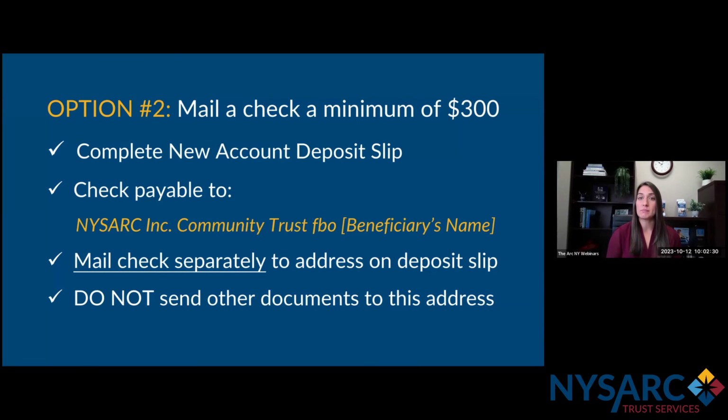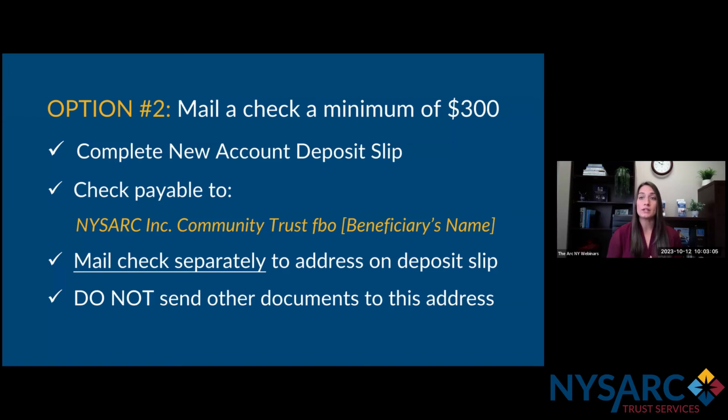If you'd like to fund the trust by check, we need to get a check for a minimum of $300, and complete a new account deposit slip. Again, this is available for download from our website. Make the check payable to NYSARC Community Trust for the benefit of the beneficiary's name. If you're receiving a check from a life insurance policy, for example, you may already have a check in hand. So you can simply endorse that check over to NYSARC Community Trust for the benefit of the beneficiary's name.